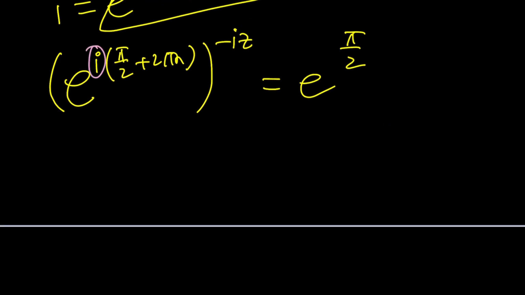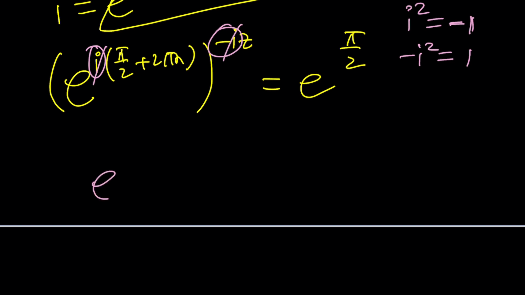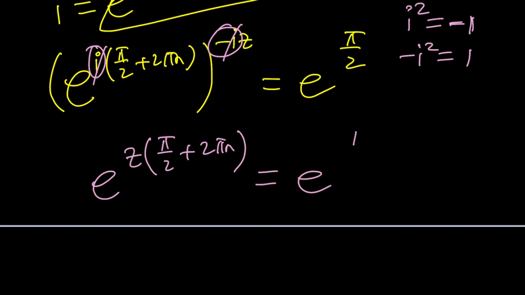First of all, notice that we multiply i by negative i, producing negative i squared, which is positive 1. Because one thing that you should never forget, and if you look at lecture notes, you're going to see this being mentioned a lot: i squared is negative 1, so negative i squared is positive 1. Got that? So they kind of cancel out. So we're going to multiply by z, e to the z times pi over 2 plus 2 pi n equals e to the power pi over 2.